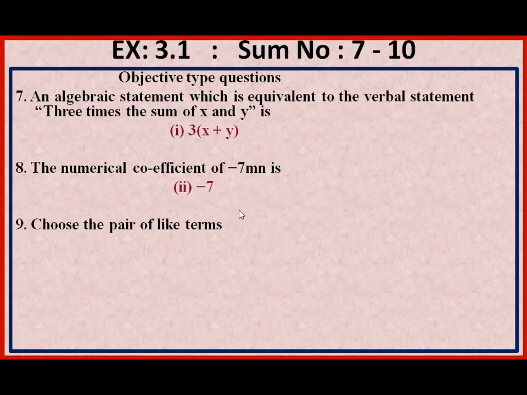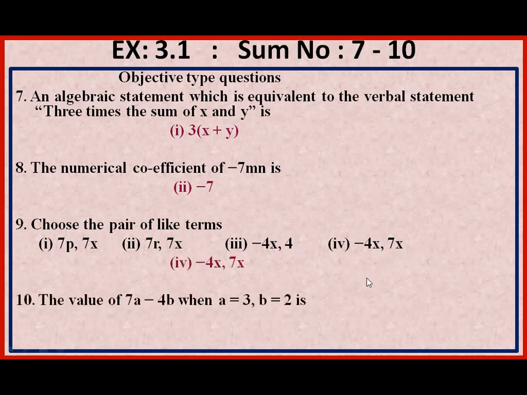Choose the pair of like terms. Here you have 7p, 7x, 7r; 7x, 4; minus 4x, 4; minus 4x and 7x. Like terms are terms with the same variables. So minus 4x and 7x is the answer. The value of 7a minus 4b when a is equal to 3 and b is equal to 2 is 7 into 3 minus 4 into 2. 7 into 3 is 21 minus 4 into 2 is 8. When you subtract both, you get 13 as the answer.